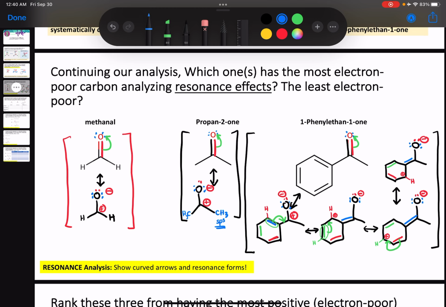That makes this carbonyl carbon a lot less positive than the others because we've spread pi electrons towards that carbonyl carbon, whereas the partial positive charge in methanal and propan-2-one are localized in place.